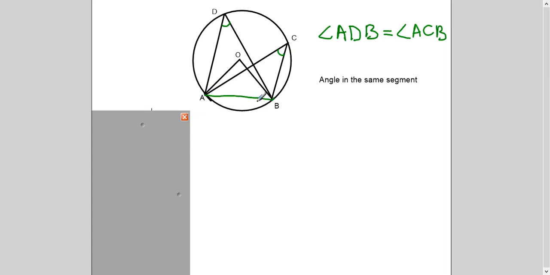So the same chord is making two angles at the circumference, at point D and at point C. They will be equal. So if this is 30, then this will also be 30. And this is called angle in the same segment. So let's see our question. We need these properties, not all, but few of them.